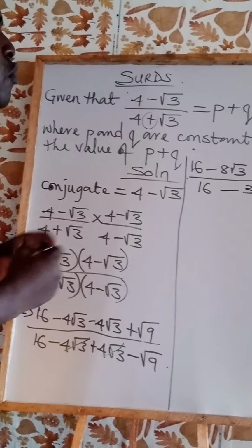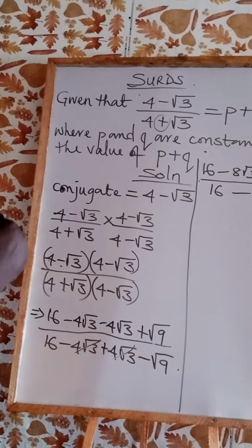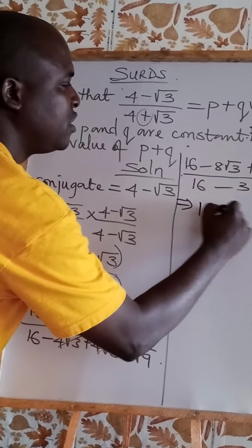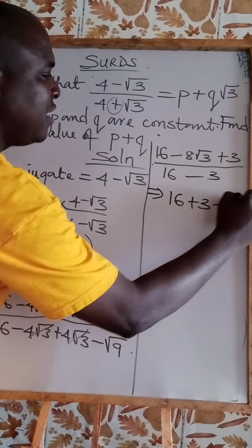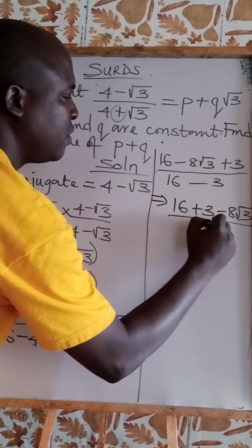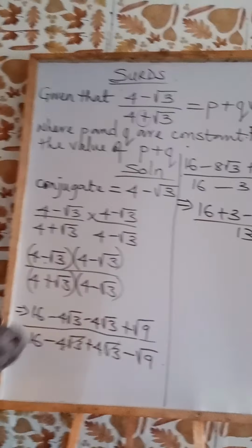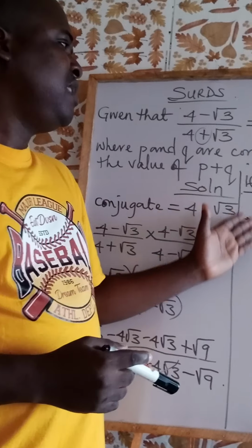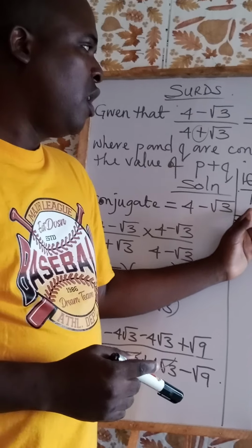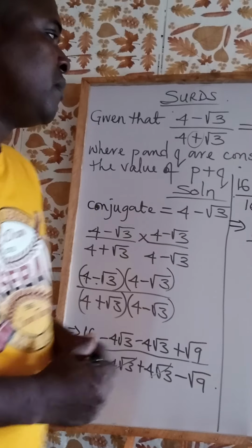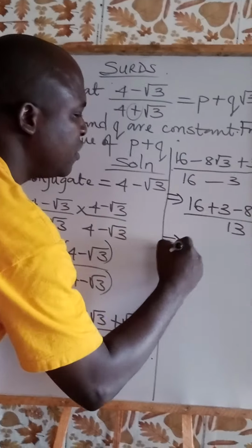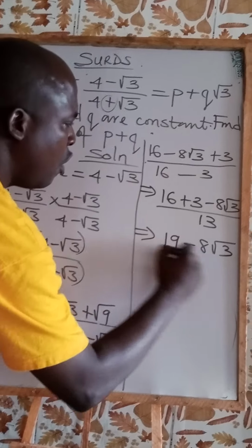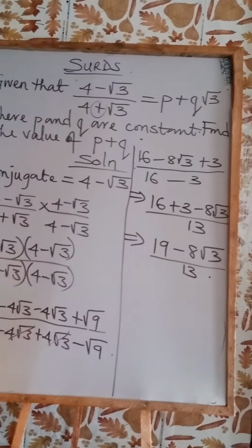If you look at the numerator very well, you will notice that we can collect like terms. If you collect like terms, then we are going to have 16 plus 3 minus 8 root 3, everything all over 13, because 16 minus 3 will give us 13. So what is 16 plus 3? 16 plus 3 will give us 19 minus 8 root 3 all over 13.